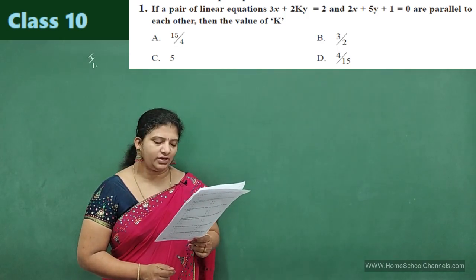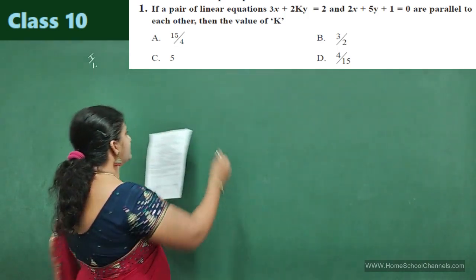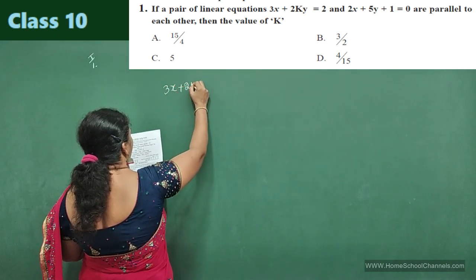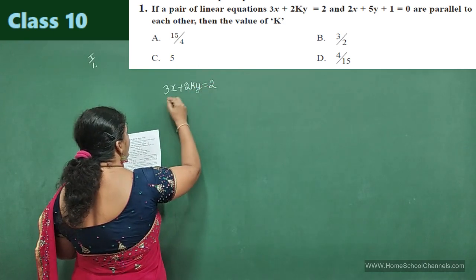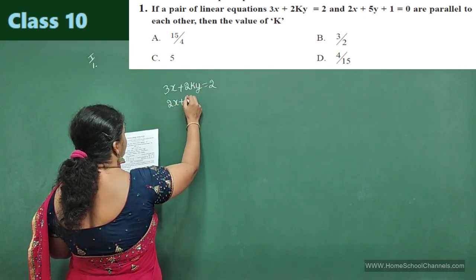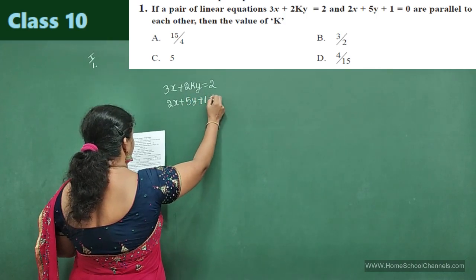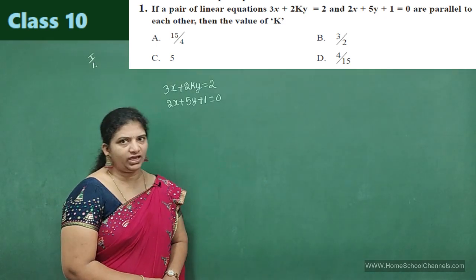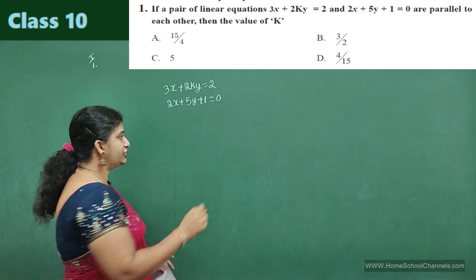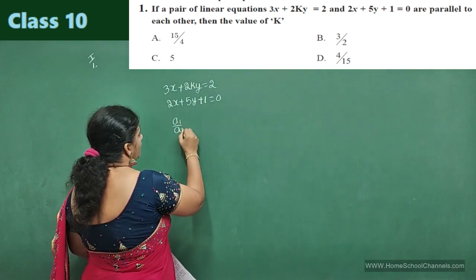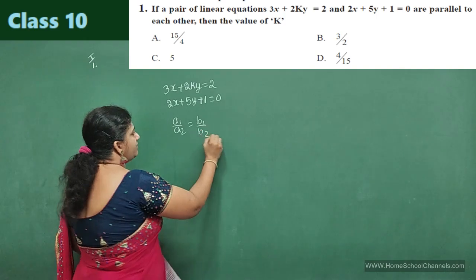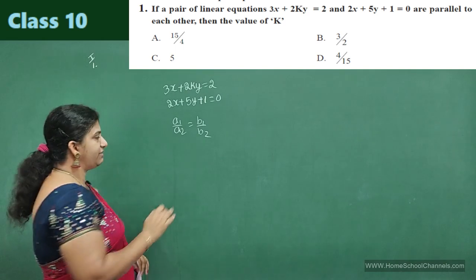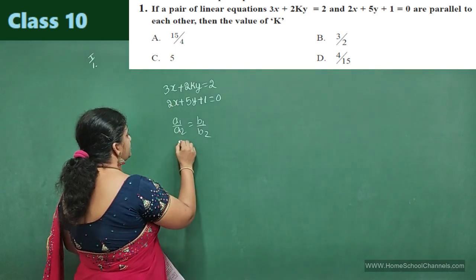If a pair of linear equations 3x plus 2ky is equal to 2 and 2x plus 5y plus 1 equal to 0 are parallel to each other, find the value of k. If parallel, what ratio can you remember? A1 by A2 is equal to B1 by B2 and not equal to C1 by C2. I don't take not equal to C1 by C2. I take these two ratios and substitute.